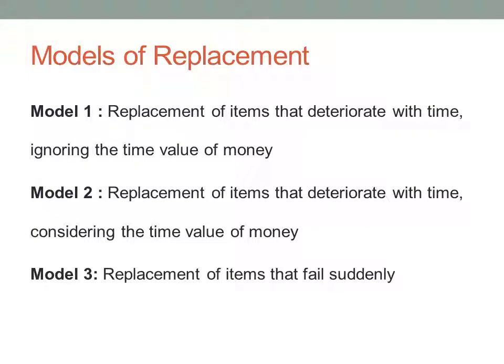There are three different models of replacement. Model 1, it deals with replacement of items that deteriorate with time, ignoring the time value of money. Model 2, replacement of items that deteriorate with time, considering the time value of money. And model 3, replacement of items that fail suddenly. Now let us see these three models one by one.